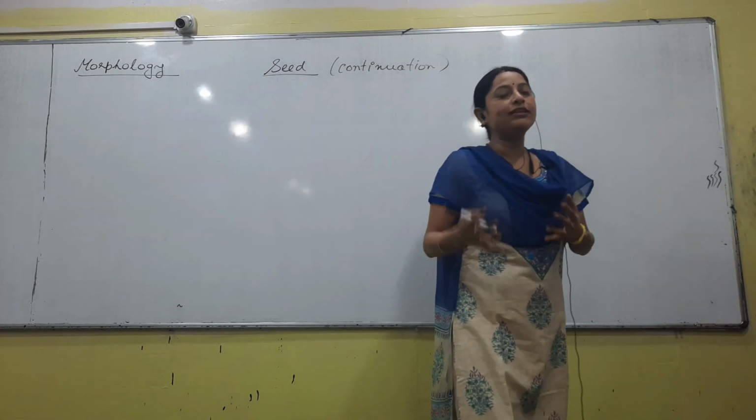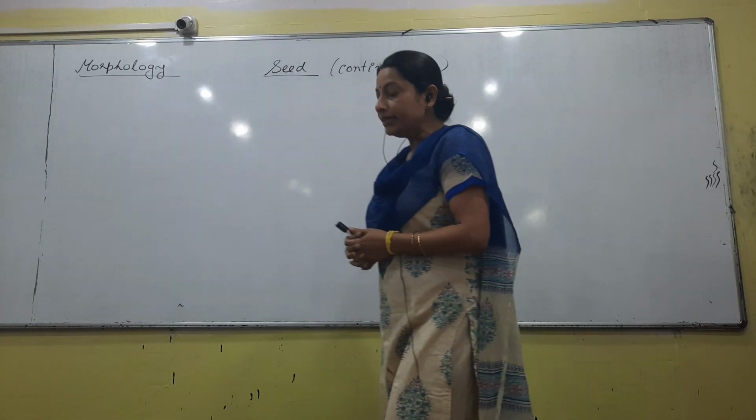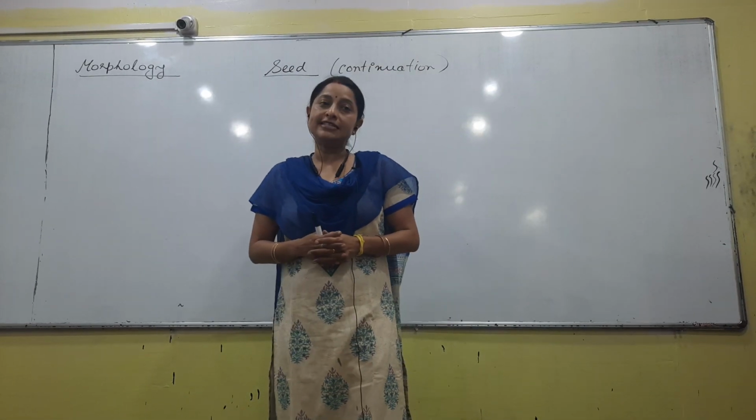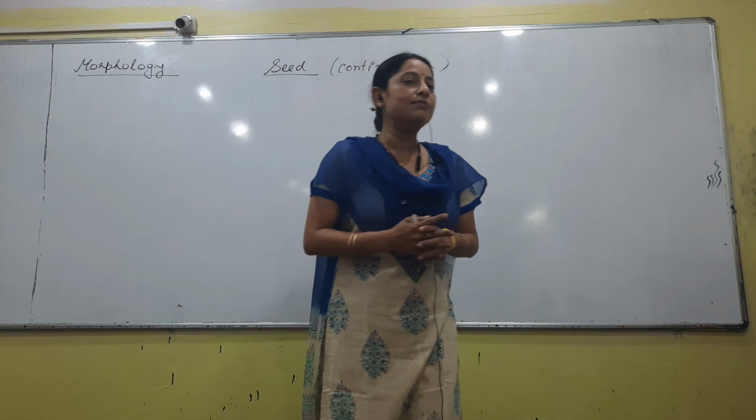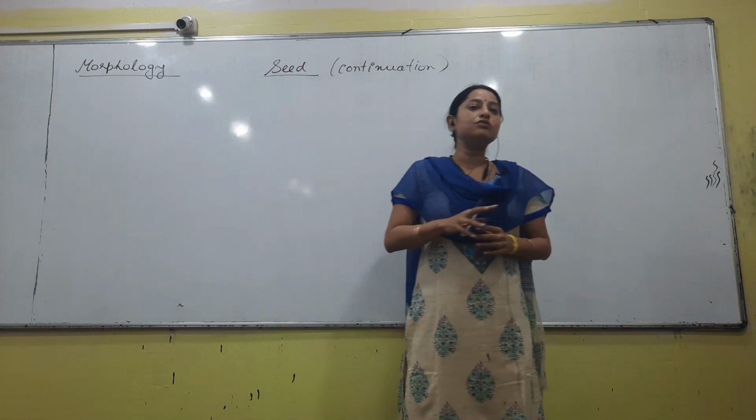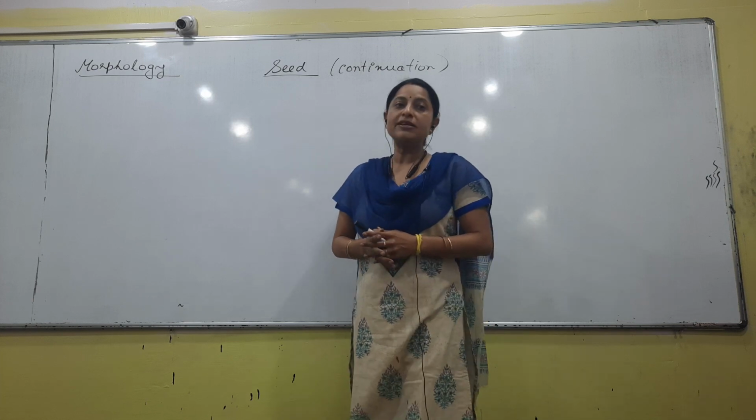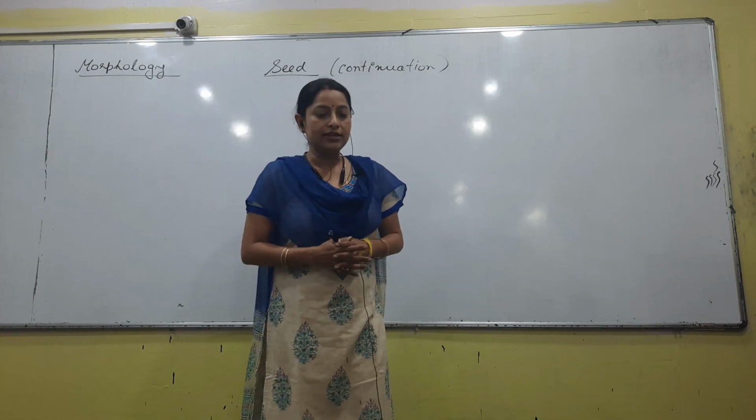Which part of the plant body converts itself into a seed? The ovule gets converted into a seed, right. We have talked about the parts of a seed and different types of seed. Talking about different types of seeds, two terms we have talked about: endospermous and non-endospermous seeds. What was the basic difference between endospermous and non-endospermous?